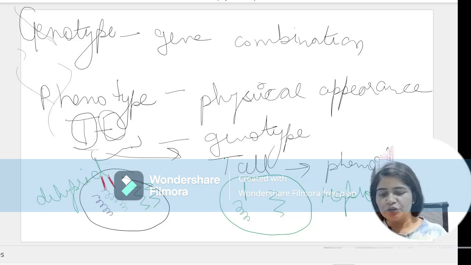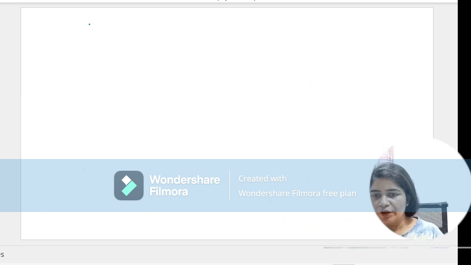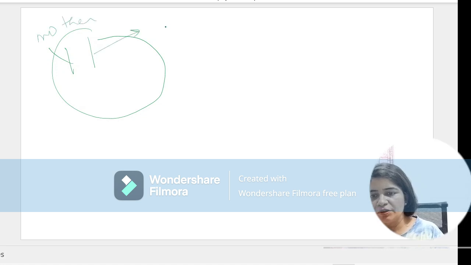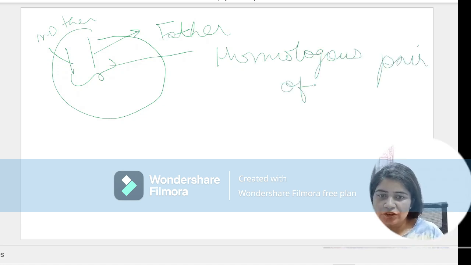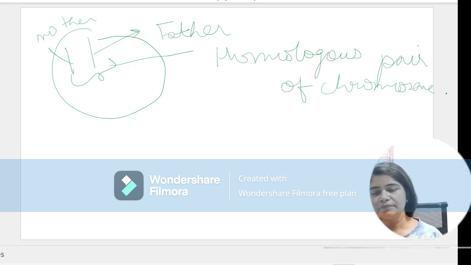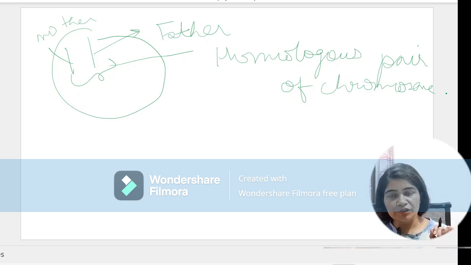So this one chromosome came from the mother and one from the father. For example, this one was from the mother, chromosome number 1, and this one was from the father. So this chromosome number 1 pair will be called a homologous pair of chromosomes. So we've understood certain things: homologous pair of chromosomes, recessive and dominant allele. We've also understood genotype and phenotype.